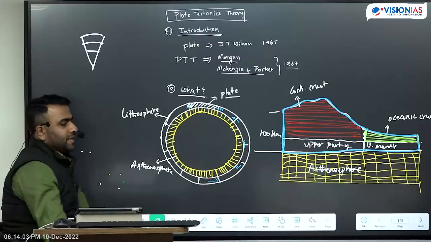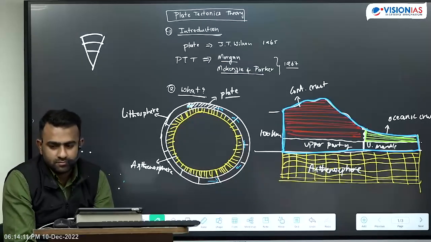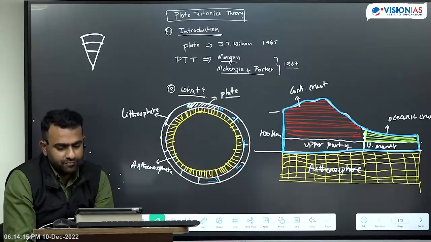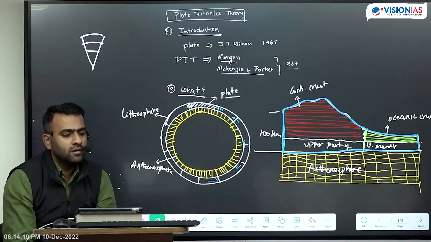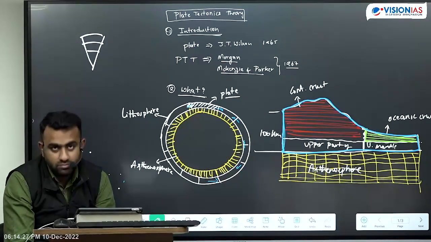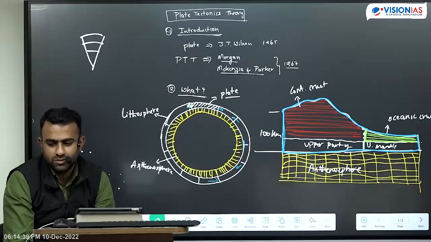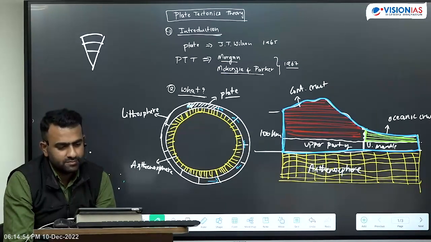Next, subheading: plate tectonics. First point: plates are broad and rigid segments of lithosphere, which includes the rigid upper part of the upper mantle and crust.